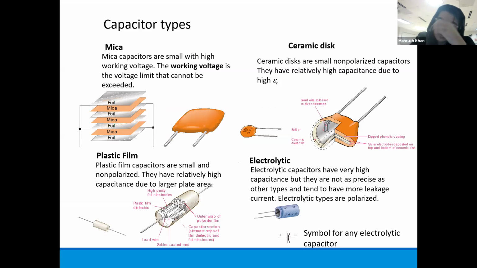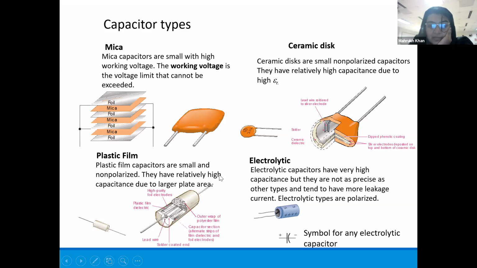Okay. Now, these are some practical things we will talk about: the capacitors. There are many types of capacitors, but we will discuss some common types, okay? One of them is the mica capacitor. Mica capacitors are small with high working voltage. They are non-polarized and fixed capacitors. Then there is the ceramic disc capacitor. They are also non-polarized capacitors. They have relatively high capacitance due to high epsilon R.